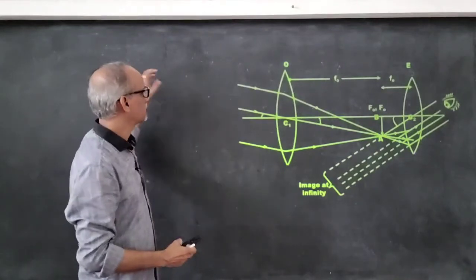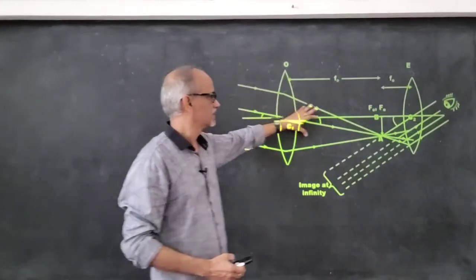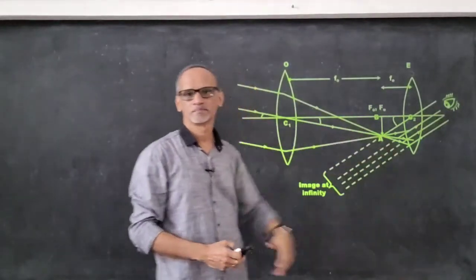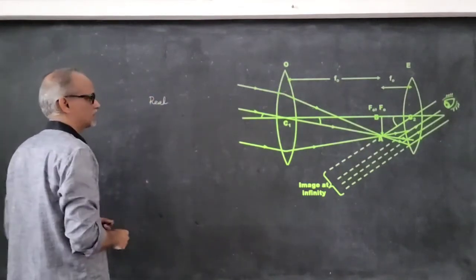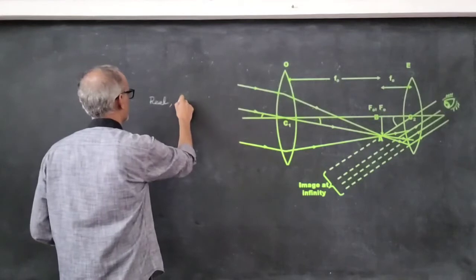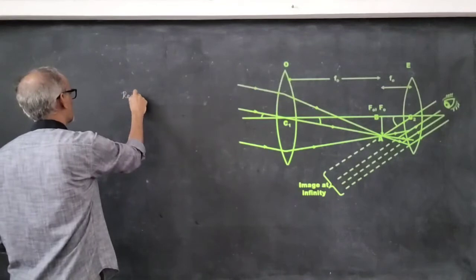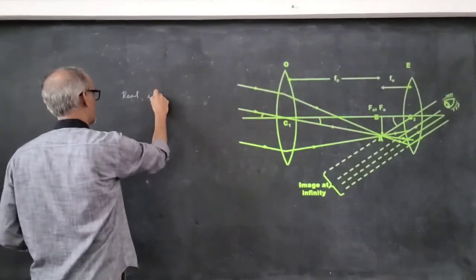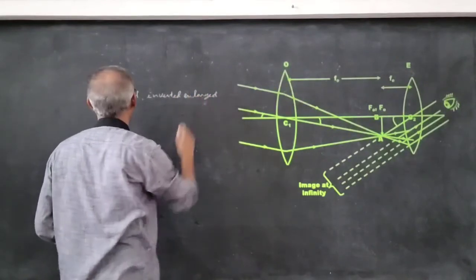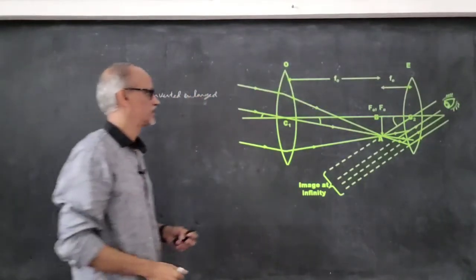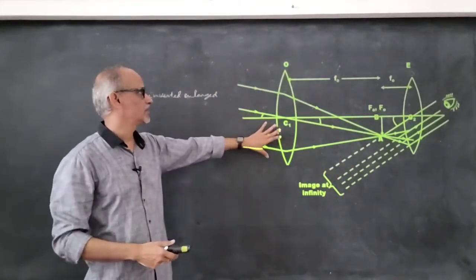So here we get a parallel beam on the objective, and it gets converged at a particular point. So we get a real image, and then we get enlarged image. Okay. So real and inverted, and then we get enlarged image. Real, inverted and enlarged, which is here AB, and that is formed at the principal focus of the objective.